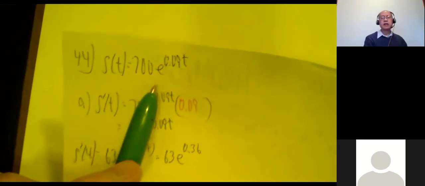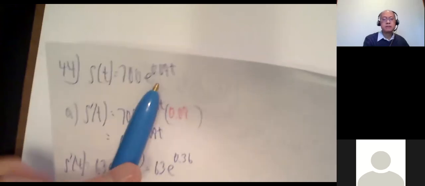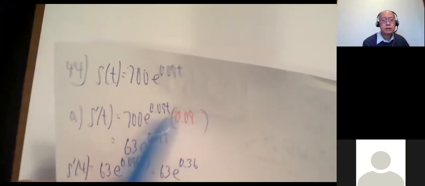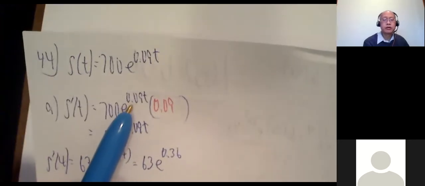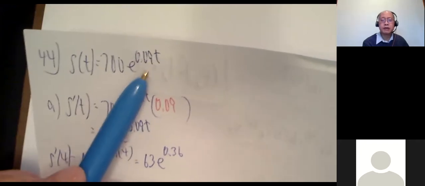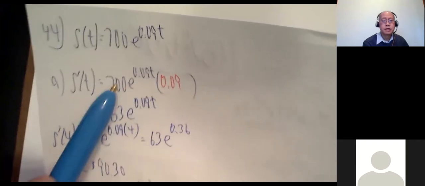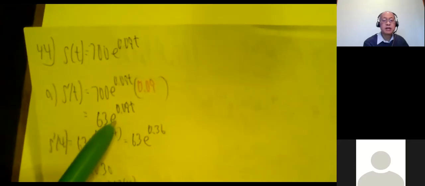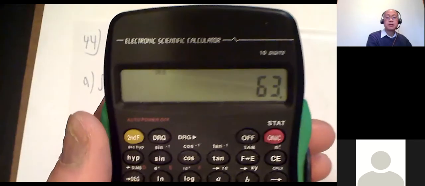So S of t was 700 e to the 0.09 t. What is the derivative? S prime is 700 e to the 0.09 t times the derivative of 0.09 t, which is 0.09. 700 times 0.09 is 63. So the derivative is 63 e to the 0.09 t.